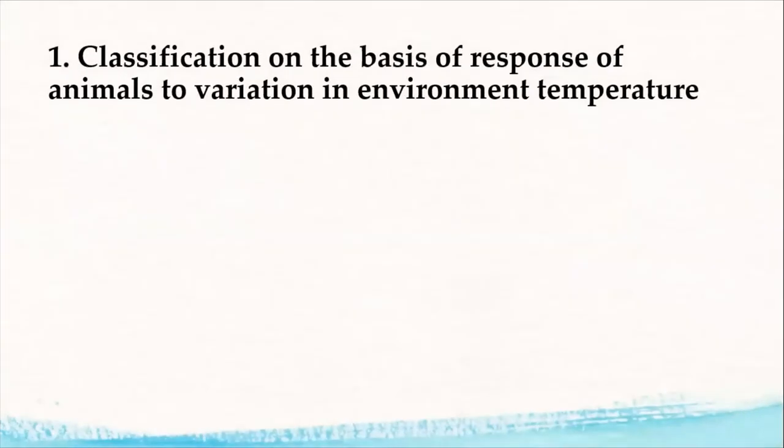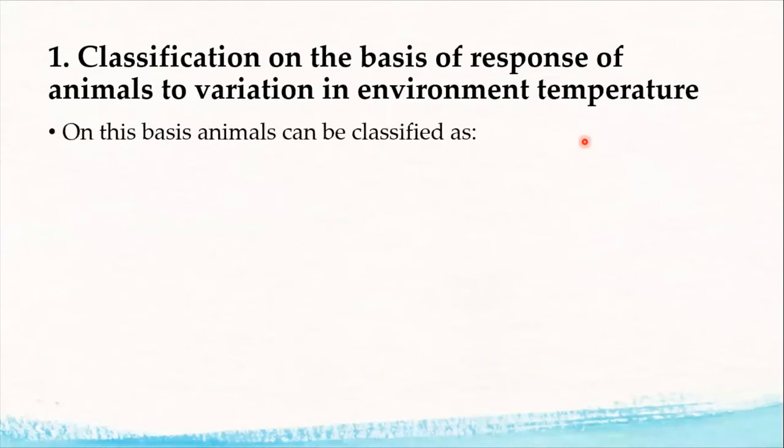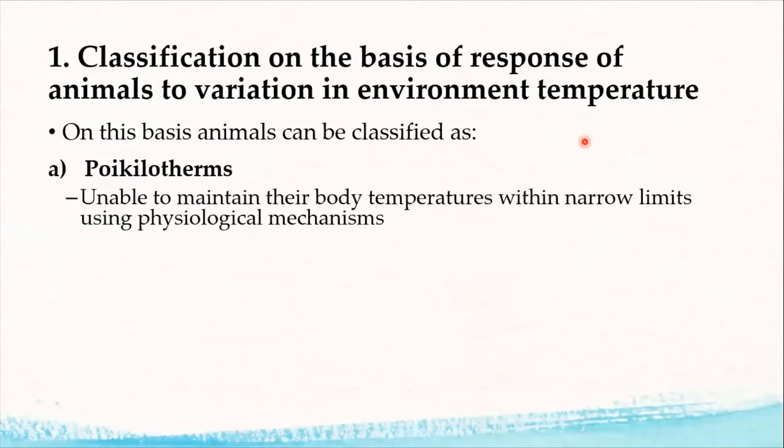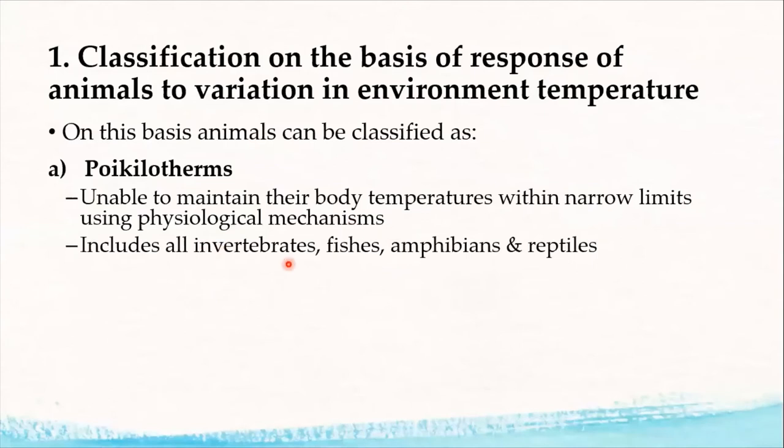So let's see the first one, the classification on the basis of the response of animals to variation in the environmental temperature. On this basis, animals can be classified as poikilotherms. Poikilotherms are unable to maintain their body temperatures within narrow limits using their physiological mechanisms. In short, they are unable to regulate their body temperature. Examples include all the invertebrates, fishes, amphibians, and reptiles.